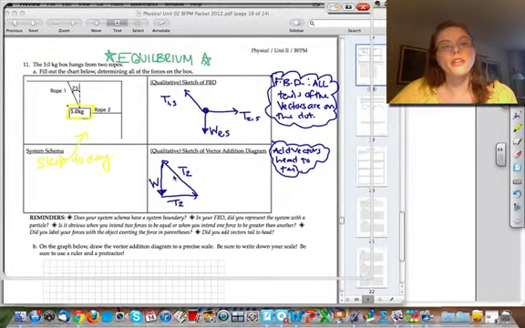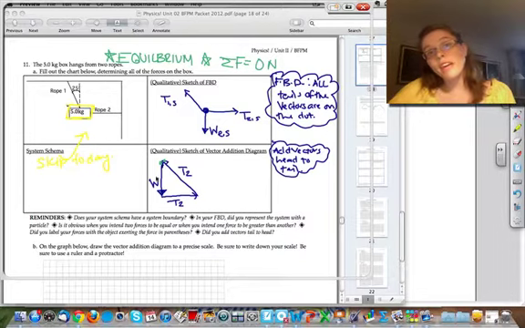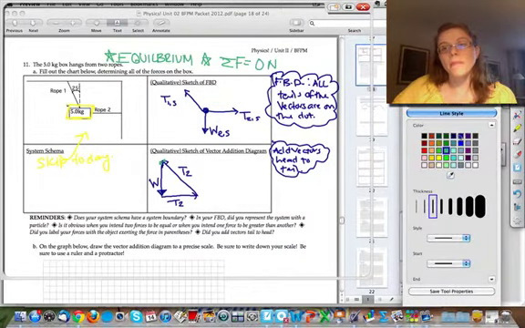Okay, so if we're in equilibrium, it means that the sum of the forces has to equal 0 newtons, which means that if we start here and we add up all our forces, we have to end up where we started. So this is our vector addition diagram. It shows that the sum of our forces is 0. It doesn't matter the order in which we add them.